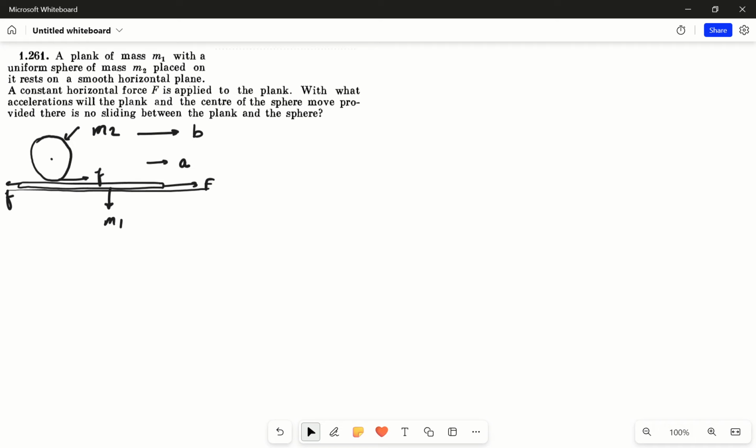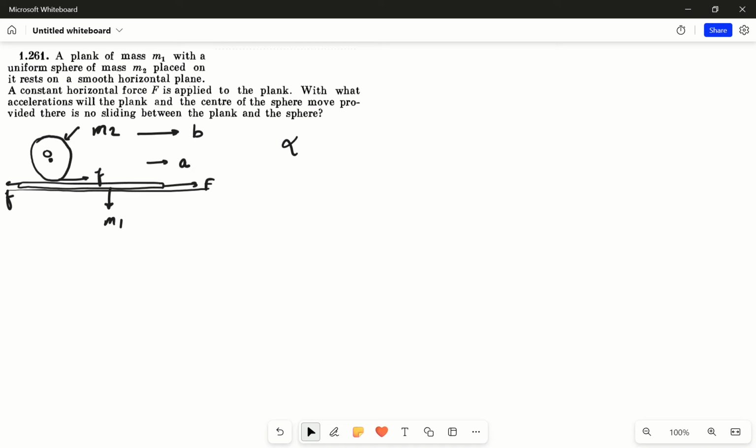As you can see, the friction force is also providing a torque about the center of this sphere, right? It is providing a torque about this point O. So automatically the sphere will start rotating with an angular acceleration of alpha, right? So we have assumed the variables. Now what is the next step? We have to write the equations and derive the accelerations of the plank and the sphere.